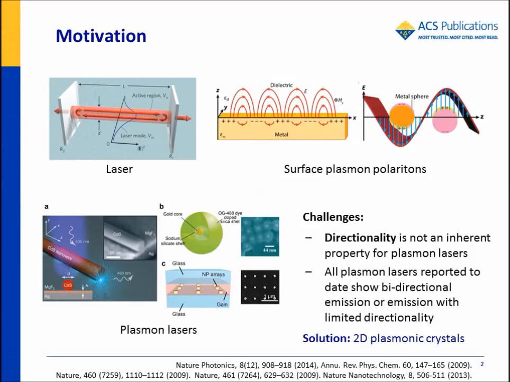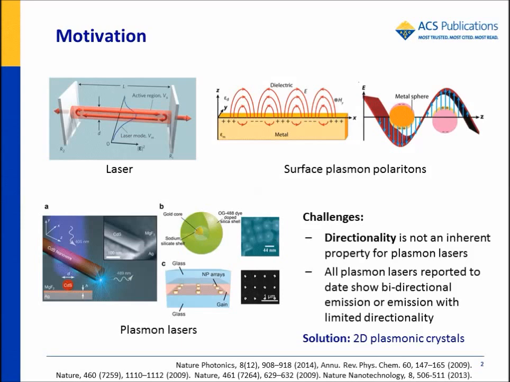When light couples into surface plasmons, the resulting electromagnetic wave is called surface plasmon polaritons. There are two types of surface plasmons. One is propagating surface plasmons, which are supported by a metal film and provide light confinement in the z direction down to tens of nanometers. The other type is localized surface plasmons, which are supported by discrete metal nanoparticles, providing three-dimensional light confinement at a deep subwavelength scale. The bottom left image shows early designs of plasmon lasers.